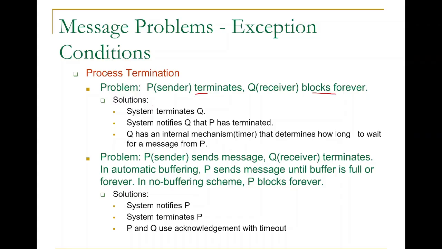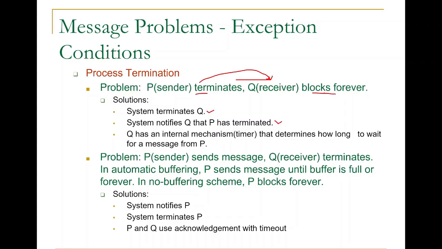As there's a problem within the system, the solution is that the system must terminate Q, or the system notifies Q that P has been terminated. P was the sender and it terminated. There are two processes here, P and Q, and P is the process that was sending messages to Q. Then, after it finished sending, it terminates.